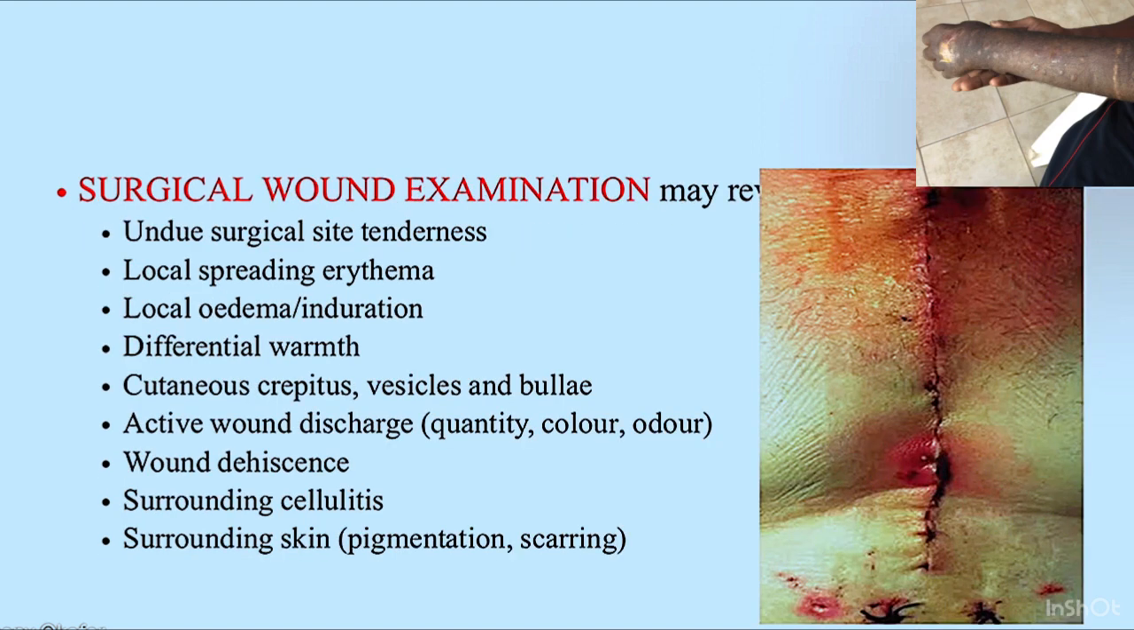So surgical wound examination may reveal undue surgical site tenderness, erythema, edema and induration, differential warmth, cutaneous crepitus, vesicles and bullae, active wound discharge, which may be copious or not, and depending on the color, it might have some odor. There might be wound breakdown and surrounding cellulitis.